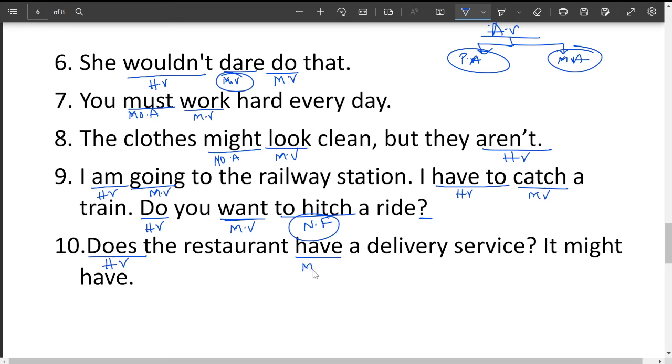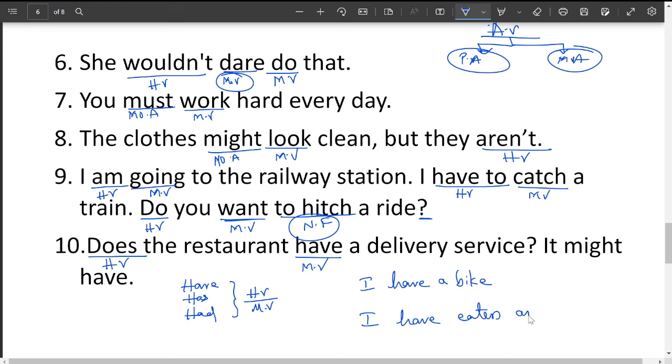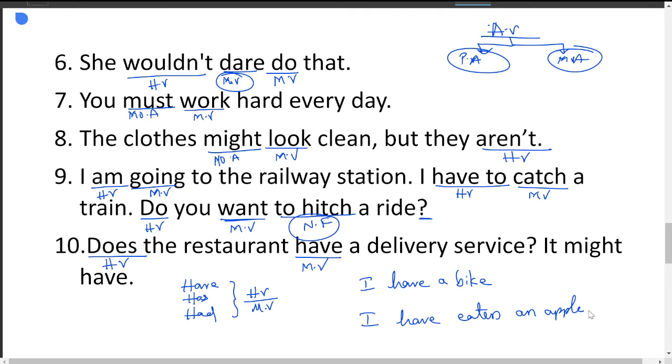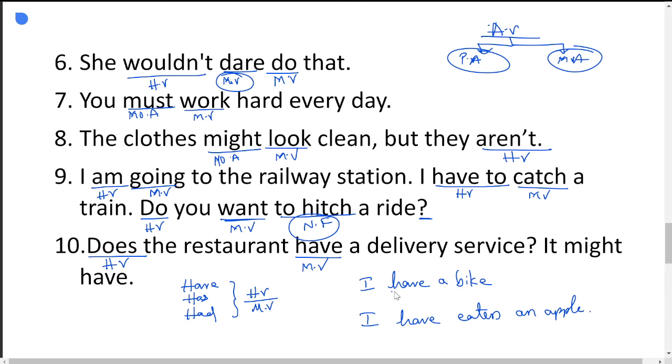Have is the main verb. Remember, have forms, that means have, has and had. These three, just like do forms, are also used as both helping verbs and main verbs. For example, I have a bike. Another one is I have eaten an apple. Okay, now in these two cases we have two have forms. One is this have, another one is the second have. What is the parts of speech of this have? What is the parts of speech of this have?